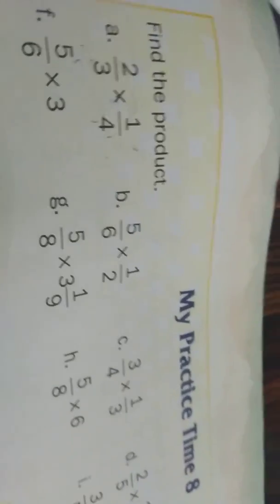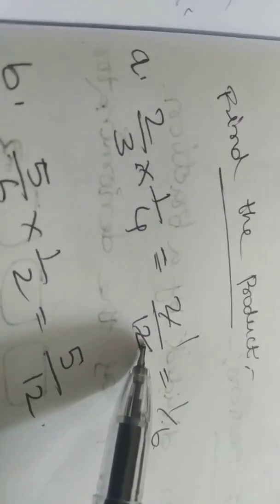Let us see the first one, 2 by 3 into 1 by 4. Here we need to multiply the two numerators together and the two denominators together. What are the numerators, children? 2 into 1 is 2, and 3 into 4 is 12. So 2 by 12. In the 2 table, 12 comes 2 six times, so 2 ones are 2, 2 sixes are 12. So the numerator is 1, the denominator is 6. This is the way of reducing the fraction into lowest form.